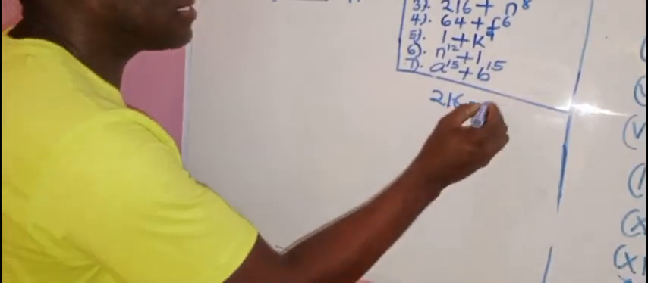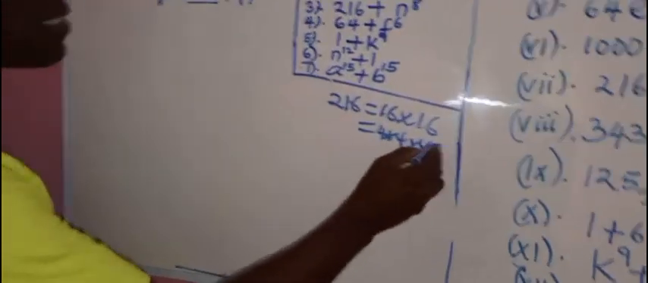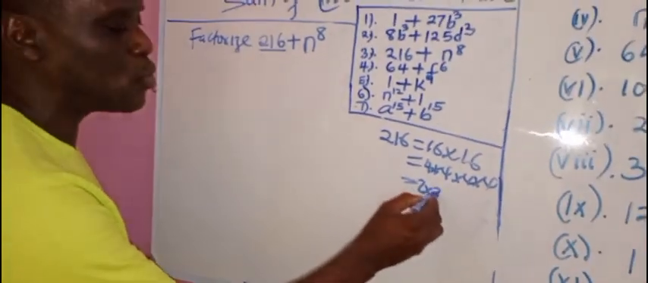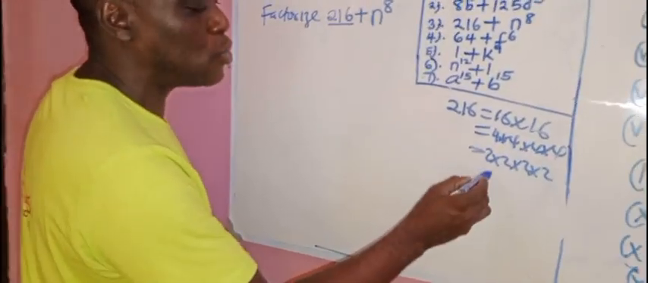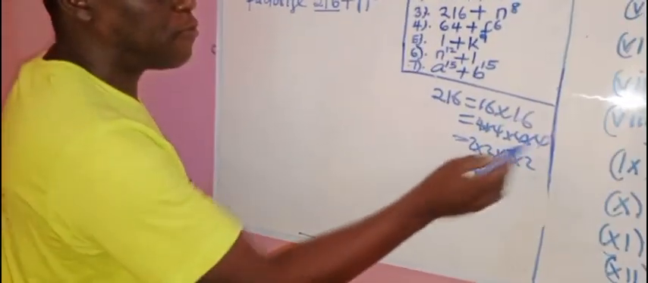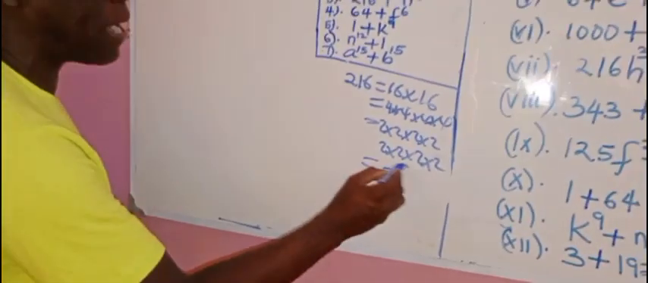216 is 16 times 16. And 16 is 4 times 4. Another 16 is 4 times 4. Now, these two, 4 is 2 times 2. Another 4, 2 times 2. Another 4, 2 times 2. The last 4, 2 times 2. How many 2 do we have? 2 raised to the power 8.